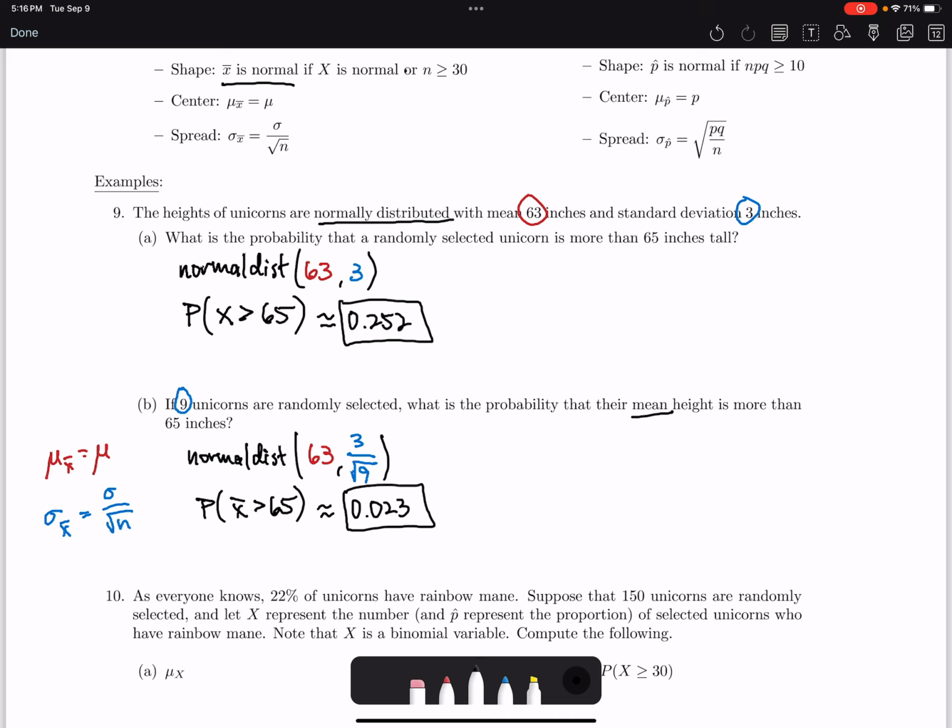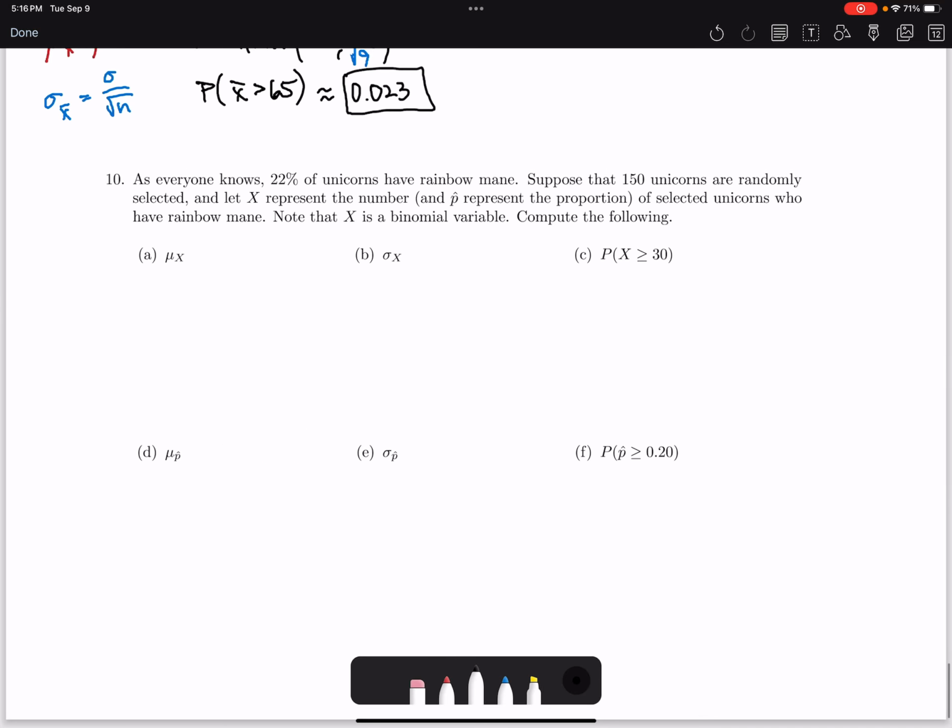Okay, let's do another one. Last example. As everyone knows, 22% of unicorns have rainbow mane. Common knowledge, right? Suppose that 150 unicorns are randomly selected and let X represent the number and P hat represent the proportion of selected unicorns who have rainbow mane. So X is the number and P hat is the proportion of unicorns with rainbow mane.